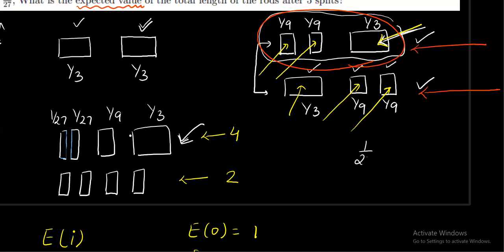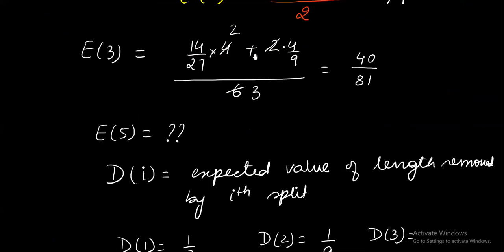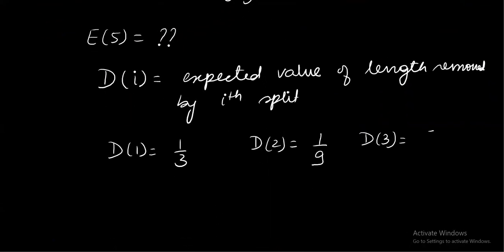So 1 by 27, you are removing 4 times, and 2 cases are there where we are actually removing 1 by 9. Total 6 cases, so divided by 6. Again, I can take 2 common. It will become 3. So denominator has now become 3, but still I have to calculate. So numerator, when you evaluate it, ultimately turns out to be 5 by 81. So let me write that D3, when I calculate, turns out to be 5 divided by 81 and so on.